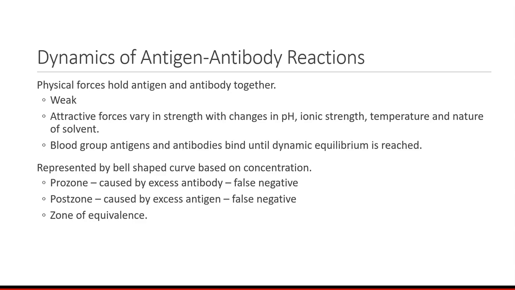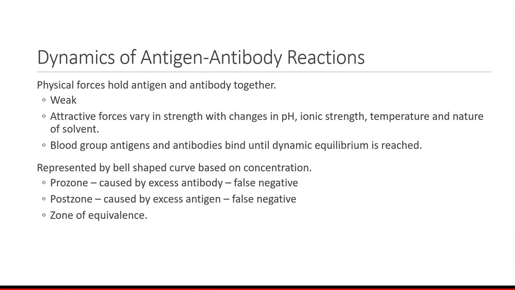It is very important that you're aware of the physical forces which hold antigens and antibodies together and how we can enhance them sticking together rather than coming apart. The physical forces are very weak. So what that means is, again, we're having antigen and antibody combining, and then it's reversible and it'll come off. The attractive forces vary in strength with changes in pH, ionic strength, temperature, and the nature of the solvent. So these are all things that we can control and change in vitro testing.